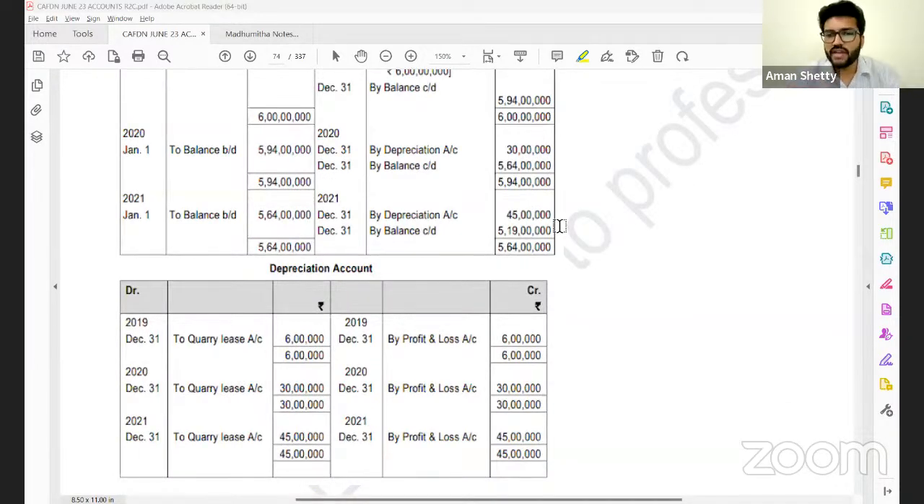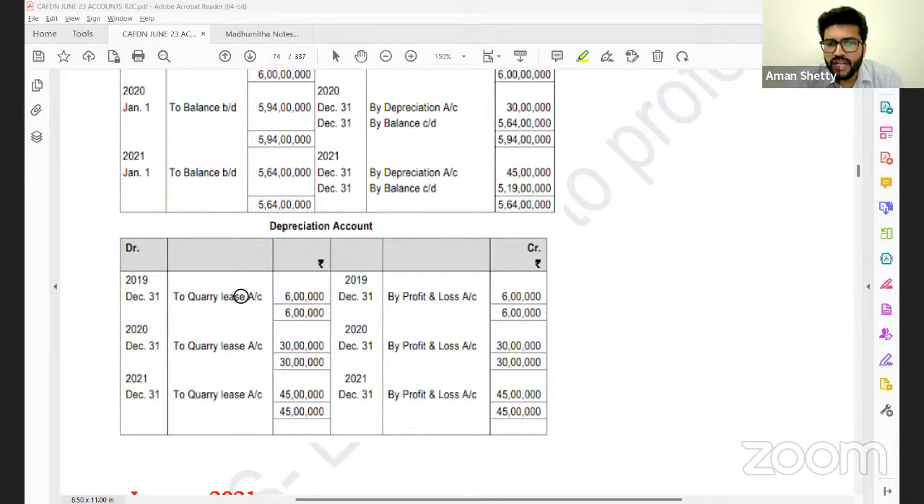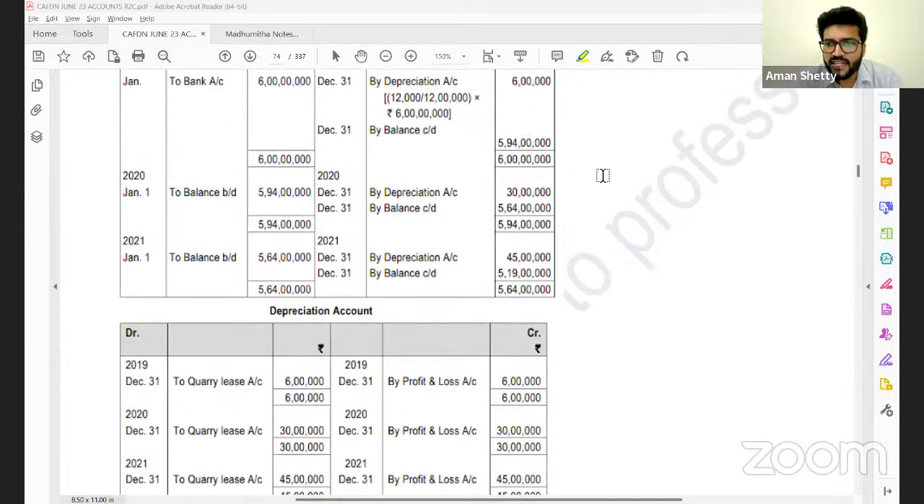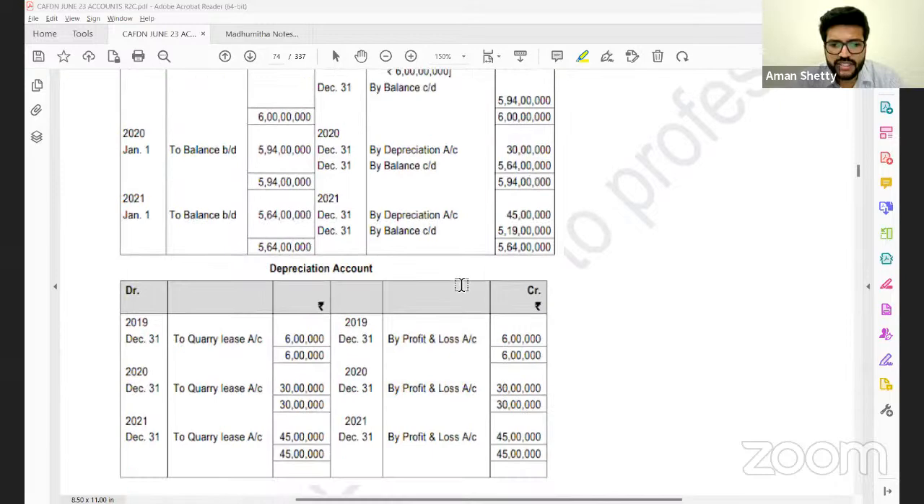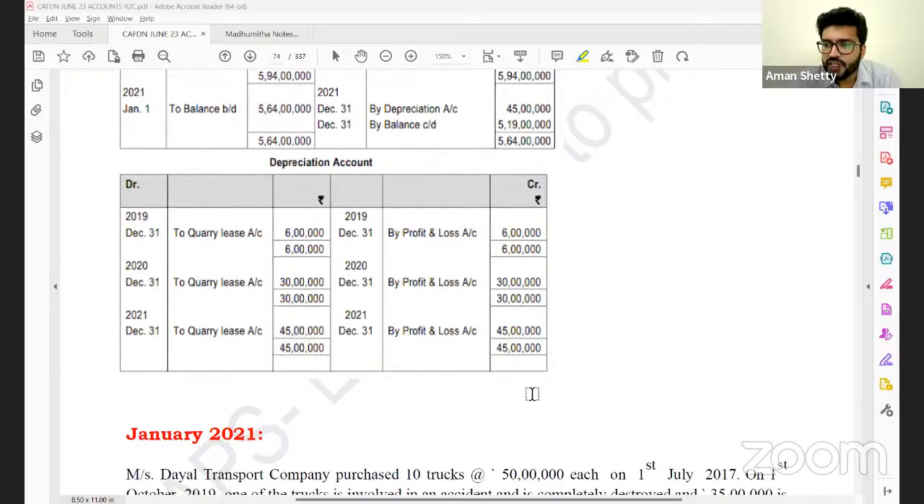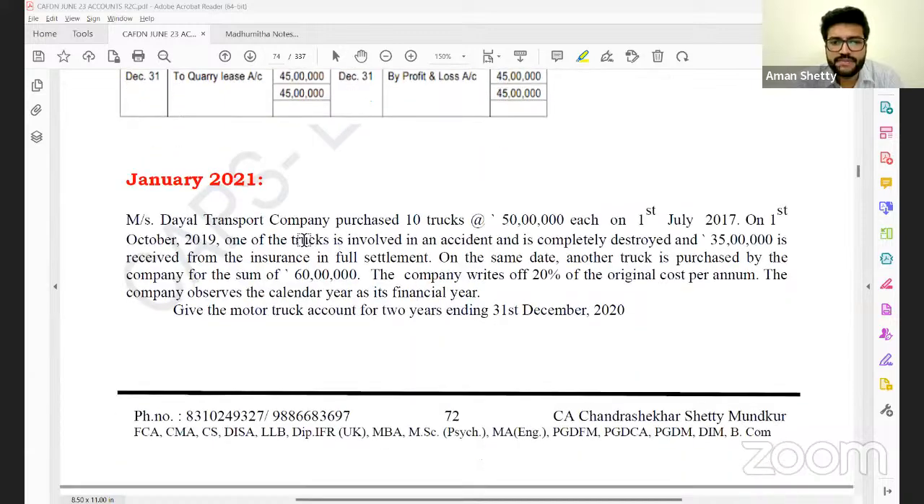The same way you continue. Depreciation account, very simple. To quarry lease account, you post it here: first year 6 lakh, then 30 lakh, then 45 lakh. You obviously will not balance depreciation because it is a nominal account. You transfer it to profit and loss account. Everyone understood this problem? Simple? Next. This is the first problem I would have solved in your depreciation class.